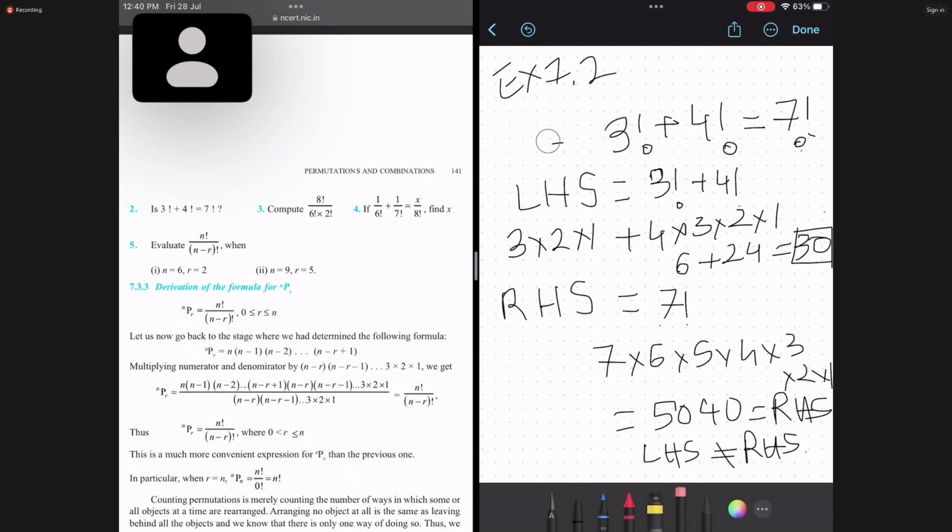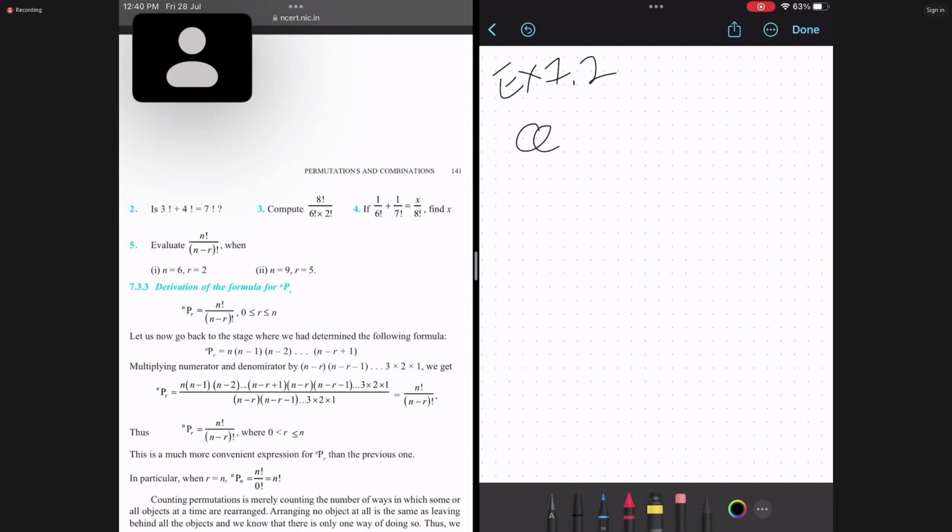Moving on. Question number 3. We have to compute 8 factorial upon 6 factorial into 2 factorial. If you had to approach this question in the brute force manner, you would first calculate 8 factorial, which would come out to be some big number, and we have calculated that in the first part of this exercise itself. And then you would calculate 6 factorial, which would again be a big number, multiply that by 2 factorial and perform the division. But that is a very non-efficient way of doing things.